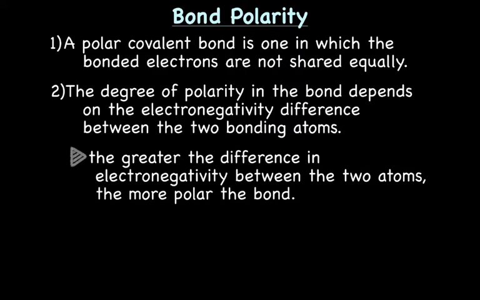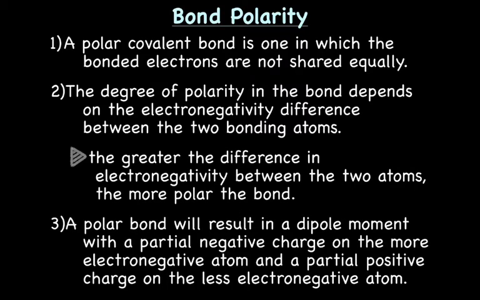The more electronegative atom will have the electrons closer to it, okay? And a polar bond will result in what we call a dipole moment, with a partial negative charge on the more electronegative atom and a partial positive charge on the less electronegative atom.